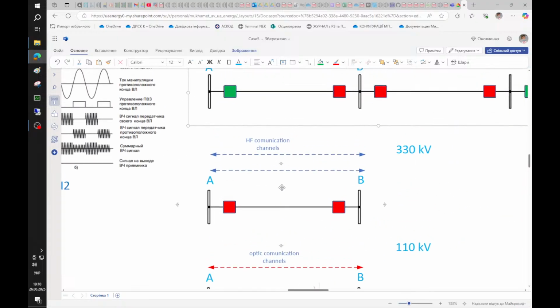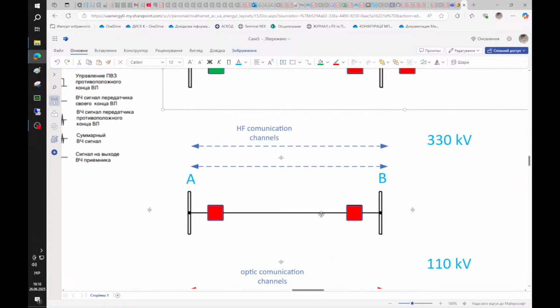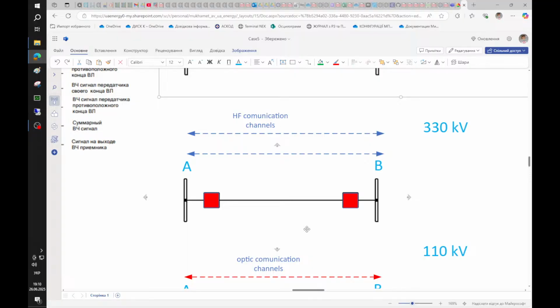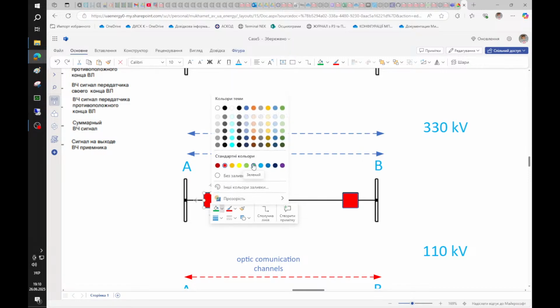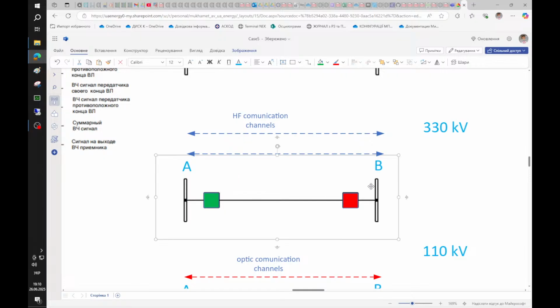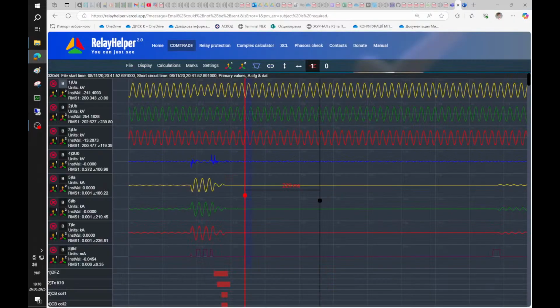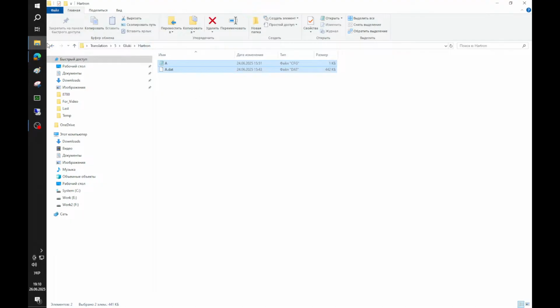What was the problem in that case is that on a 330 kilovolt line, that end just tripped. There was no short circuit, and let's see.